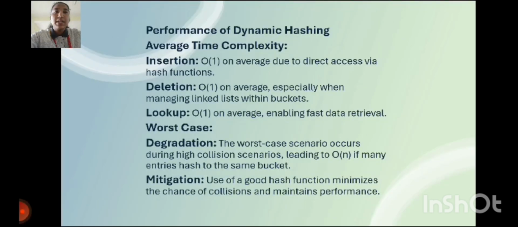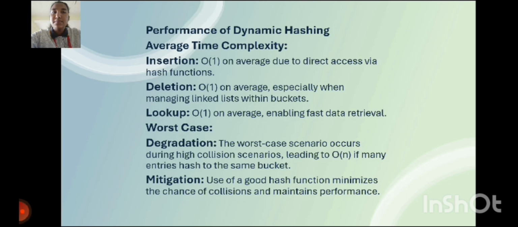Performance of dynamic hashing. Average time complexity. Insertion, O of 1 on average due to direct access via hash functions. Deletion, O of 1 on average, especially when managing linked lists within buckets. Lookup, O of 1 on average, enabling fast data retrieval.